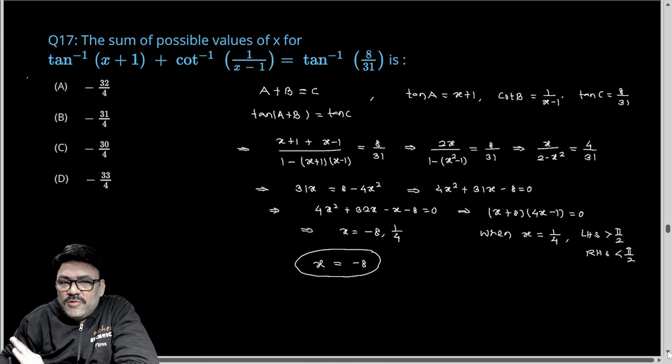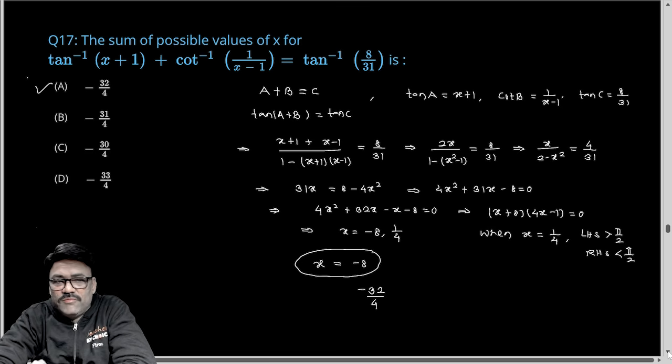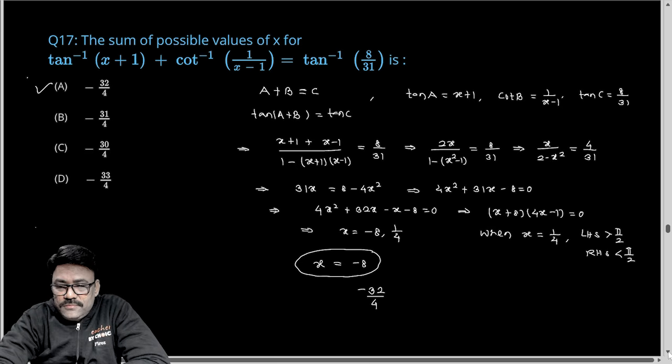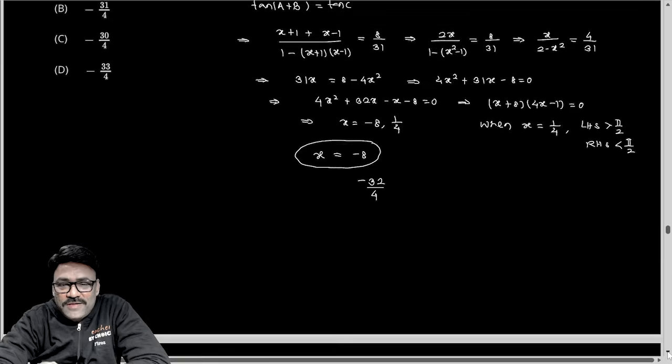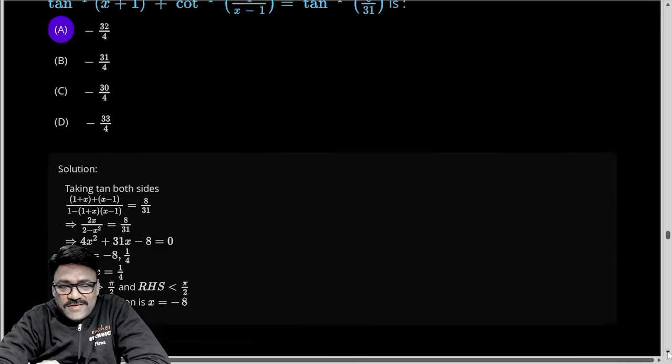And they are asking for the sum of possible values of x. The sum of possible values of x is also minus 8. And this minus 8 is the same as minus 32 by 4. So hence A is the correct answer, which is minus 8. It's a little trickier one. Actually, most students will write the answer as minus 31 by 4. But minus 32 by 4, which is minus 8, is the correct answer here.